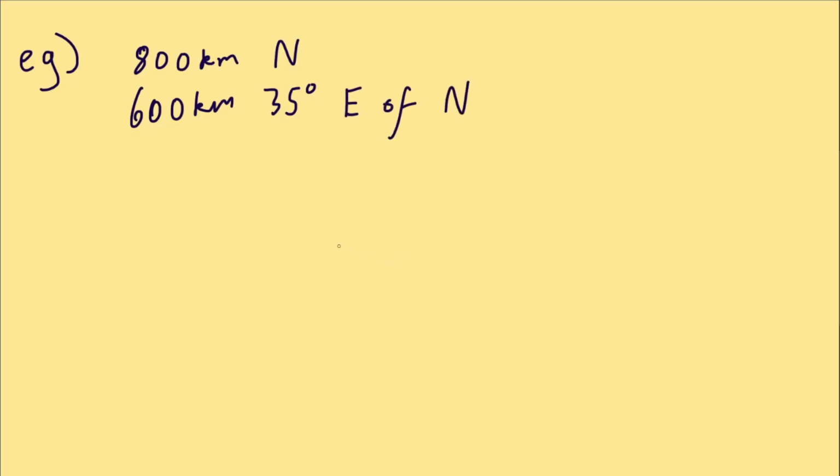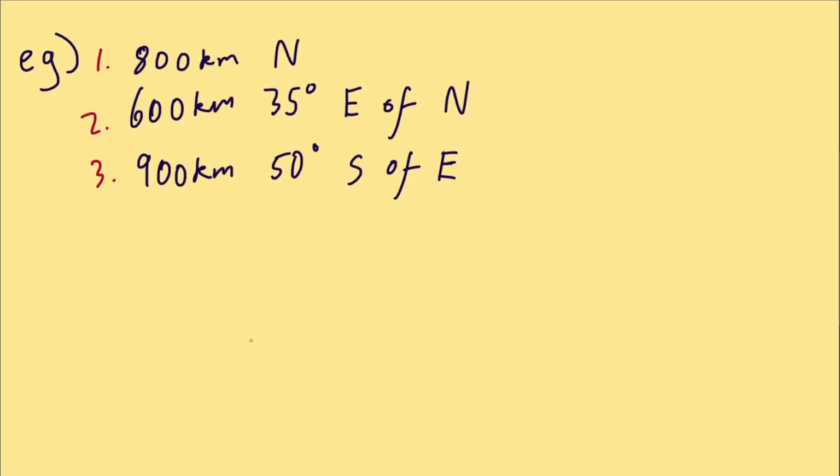Then lastly, he has to return back to base. He travels 900 kilometers at 50 degrees south of east. This is his 3 movement paths. Now before we go through this together, I want you to try and solve this yourself. It's going to take a bit of thinking, but give it a go.